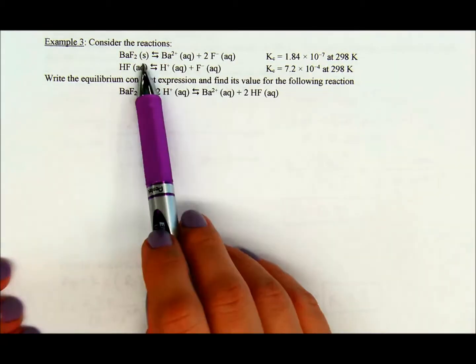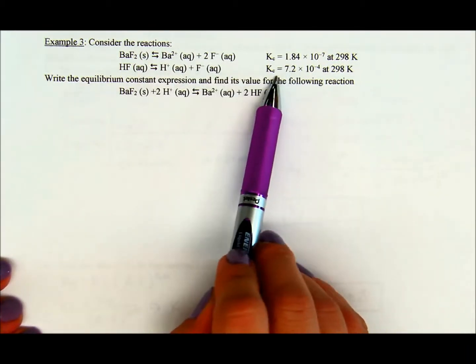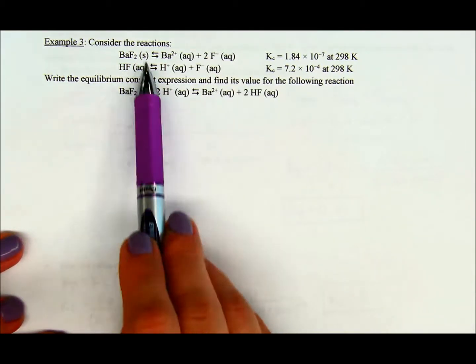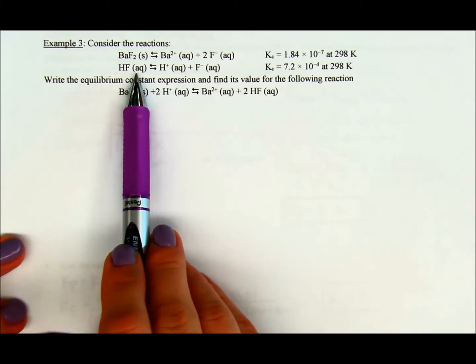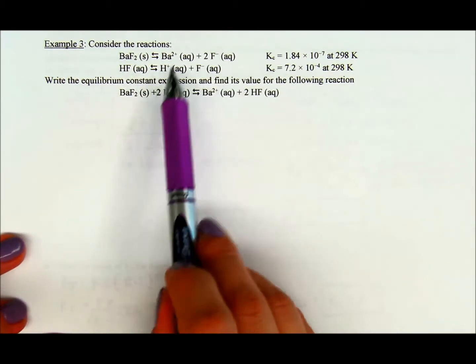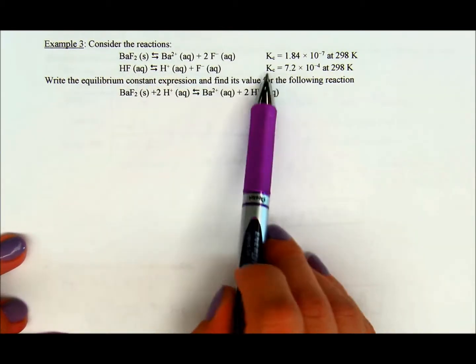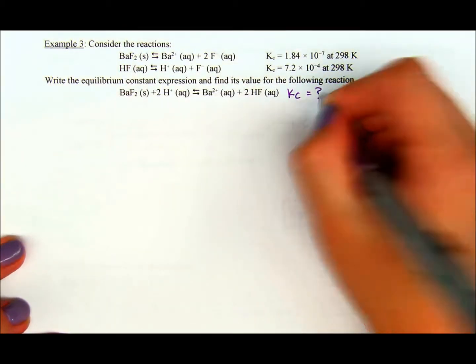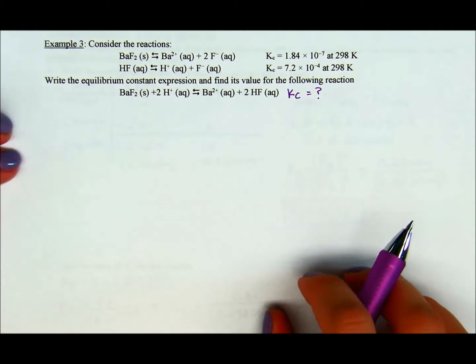Okay, your next example, we're going to consider these two reactions. We're given the Kcs for both. This reaction actually comes from a combination of these two reactions here. So we're going to use this combination of reactions to figure out the Kc for this reaction. We don't know what this Kc is, and that's what we're trying to find.